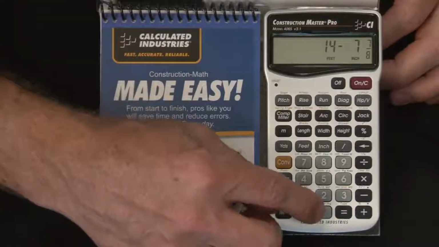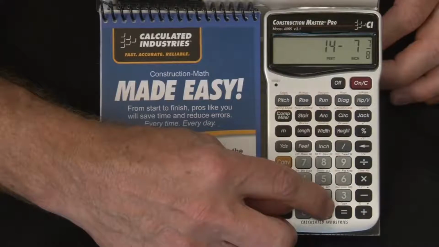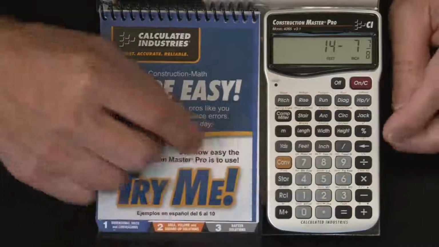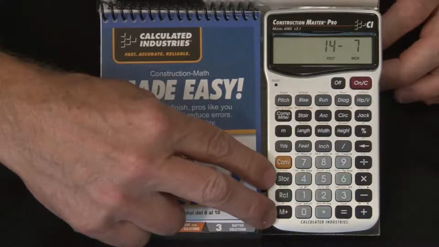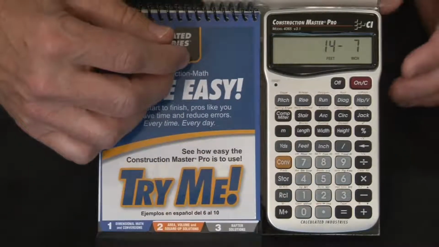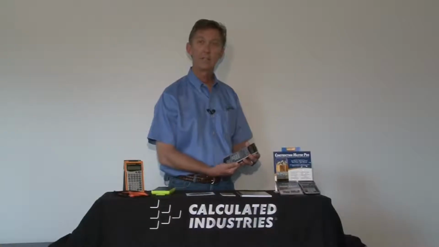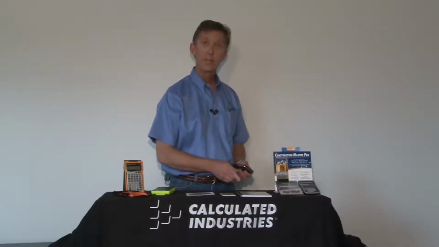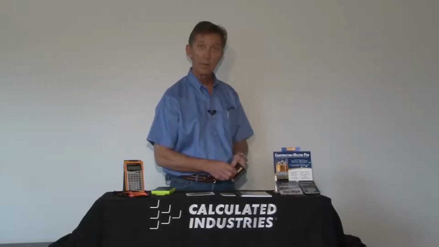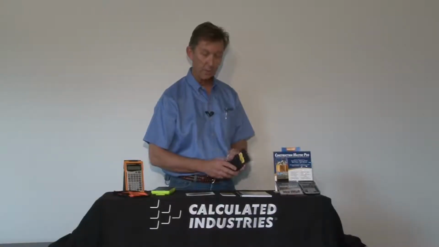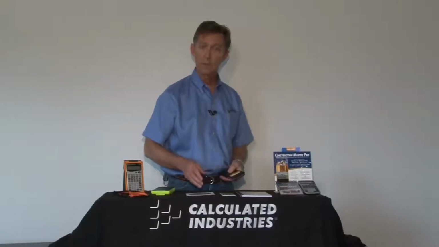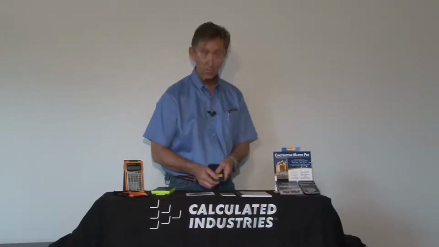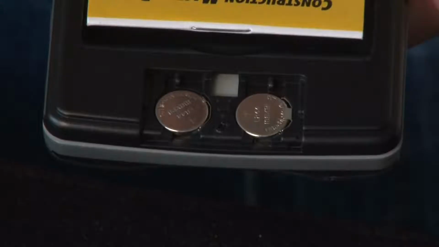The Construction Master Pro also has a paperless tape function to let you review your last 20 entries and a handy backspace key to edit mistakes. It's got 4 memory storage locations, and it works as a regular math calculator with auto shutoff. It includes a protective slide-on case, fully illustrated user's guide, handy pocket reference guide that lives right here in the back slot, so you always have it with you, a CD with additional video, user guide, and product information, and 2 long-life batteries that live right here in the back.